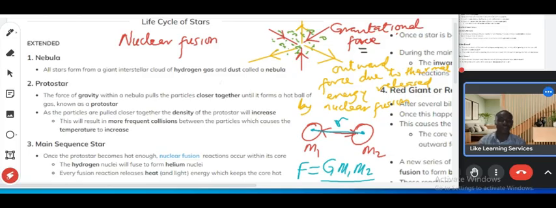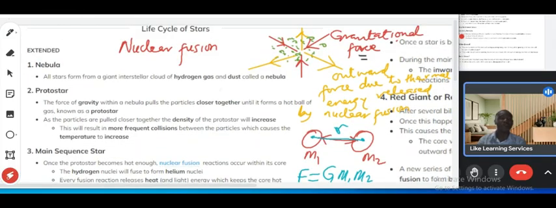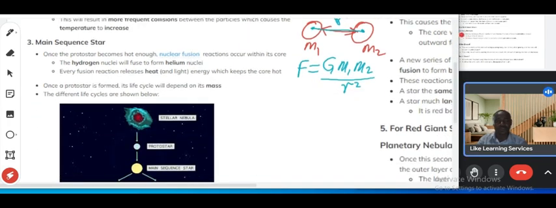Do you understand? Yes, sir. So that's how those other ones are formed. The only time they will become a star is when the pressure is big enough to set up nuclear fusion. Okay, so I was running through this.